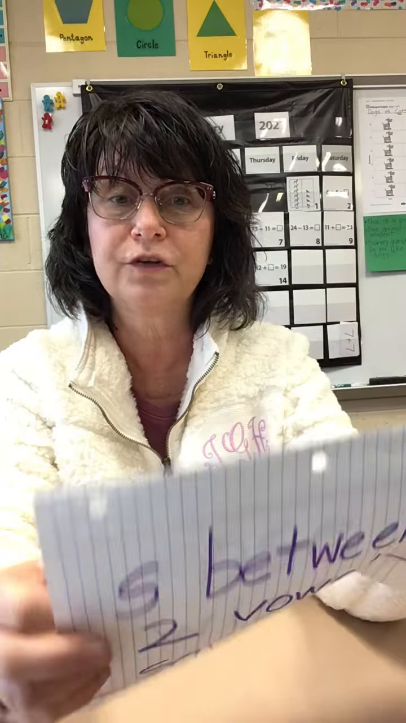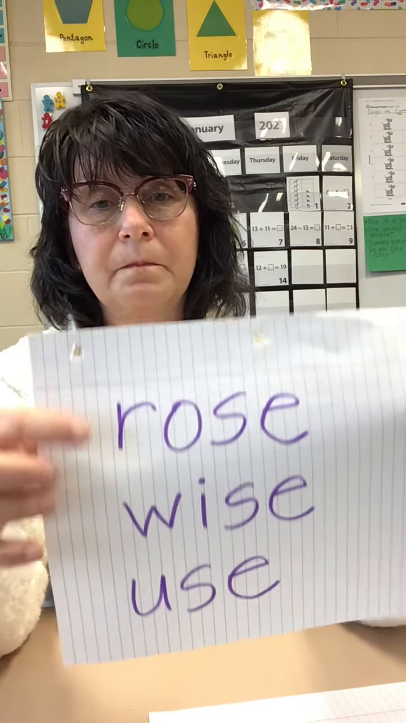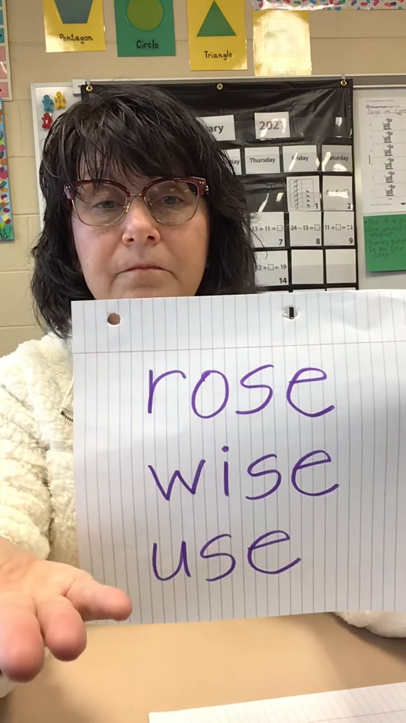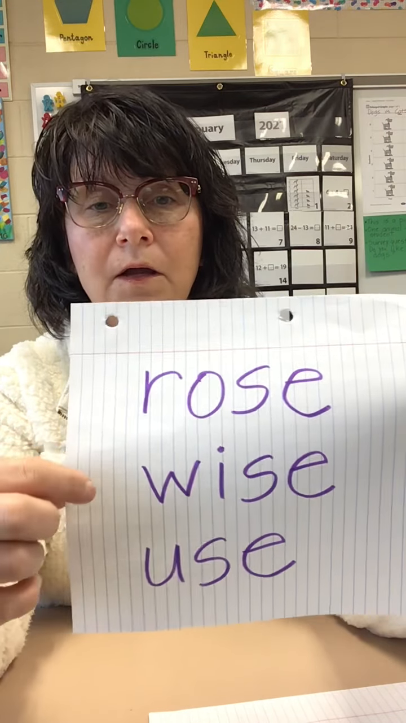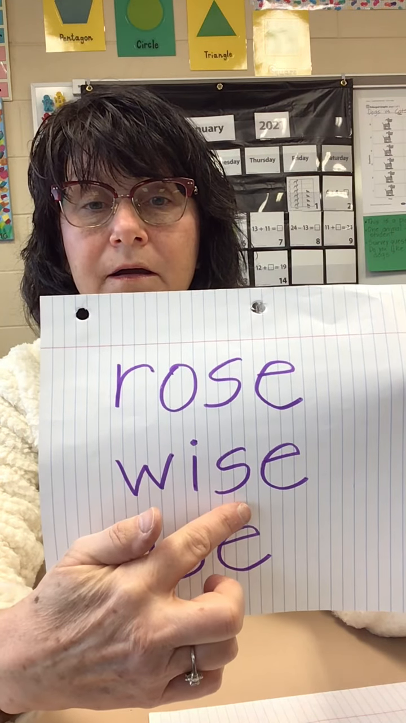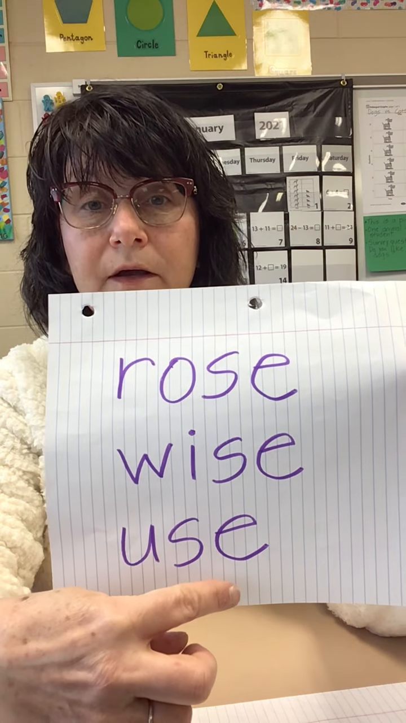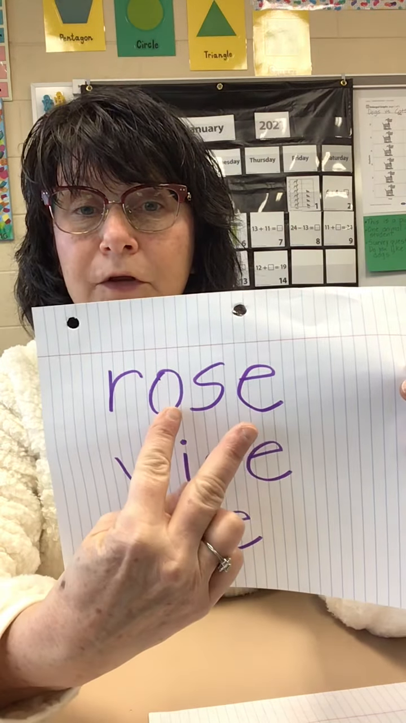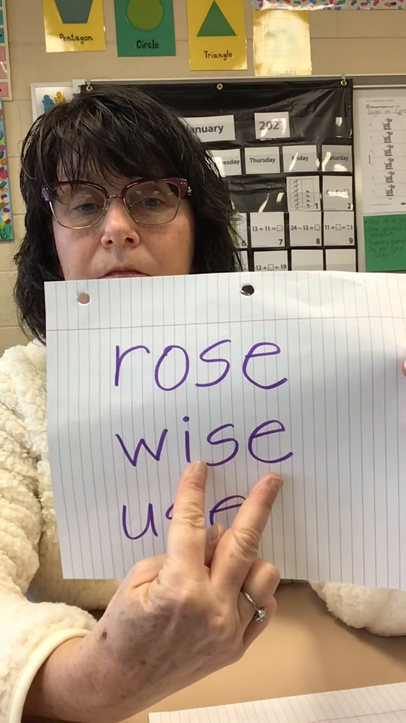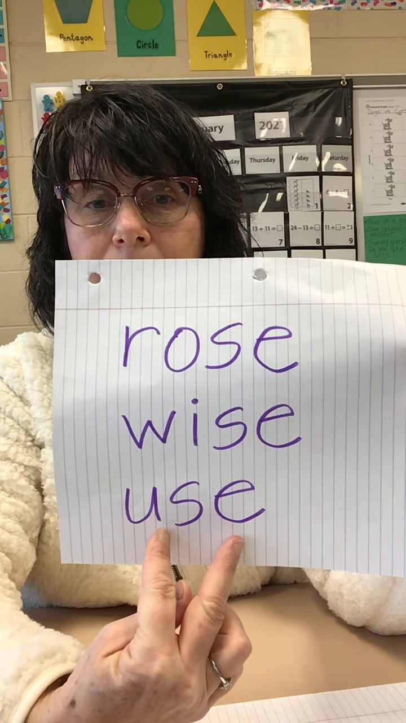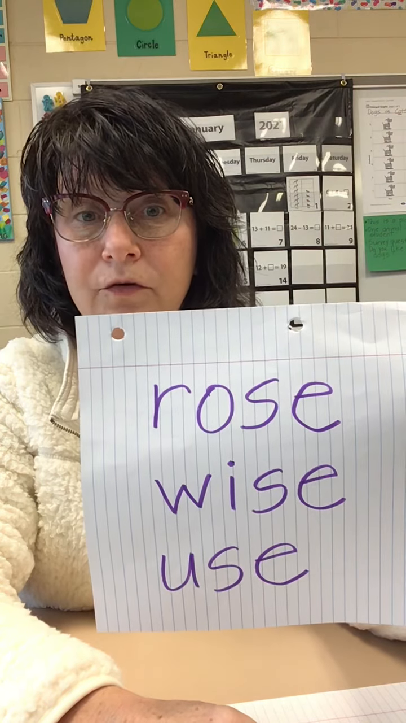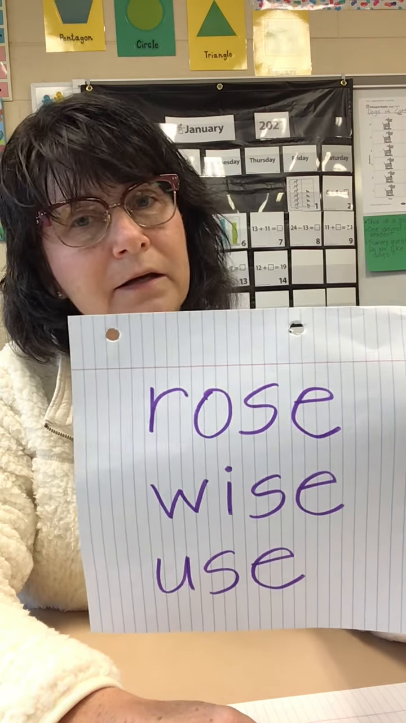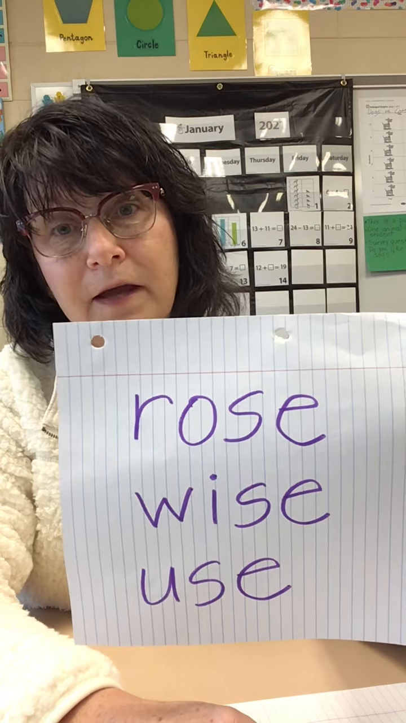Okay, let me show you just a few more examples. Rose. Hear the Z. Wise. And use. So remember, if you see an S between two vowels, it will make that Z sound. So when you're writing, you want to remember that and not put a Z there, put an S there instead. Okay? All right, I am going to pull over my words.